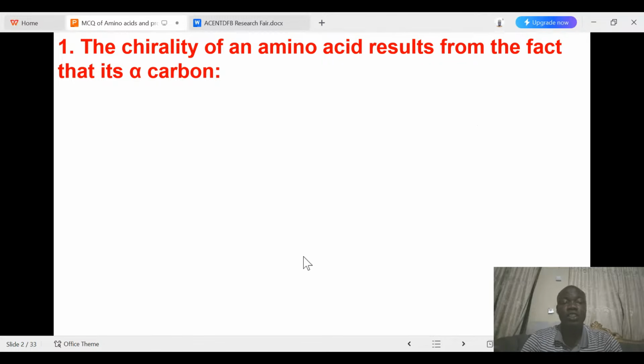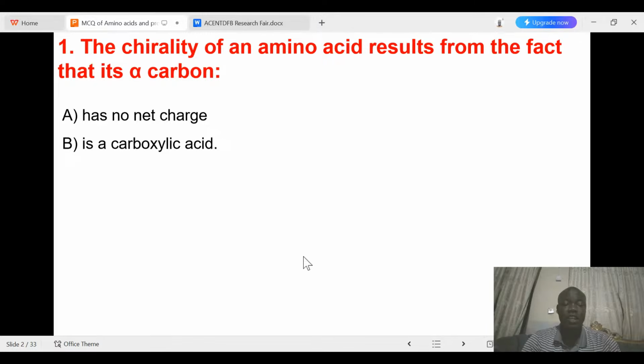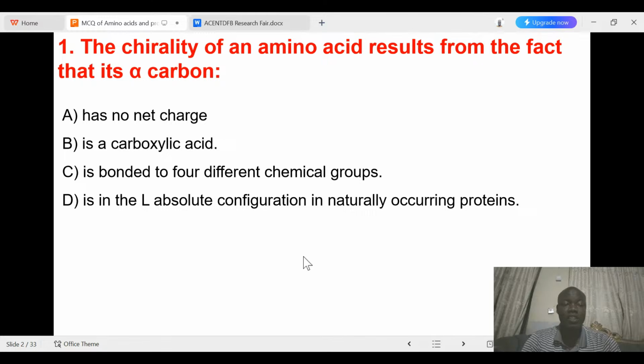So the first question, question 1, says: the chirality of an amino acid results from the fact that its alpha carbon. Option A, has no net charge. B, is a carboxylic acid. C, is bonded to 4 different chemical groups. D, is in the L absolute configuration in naturally occurring proteins. So ladies and gentlemen, what is the answer?